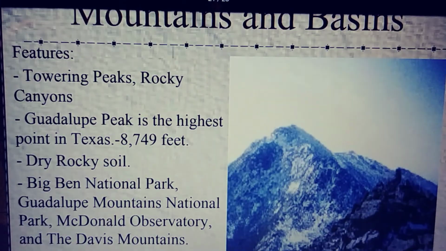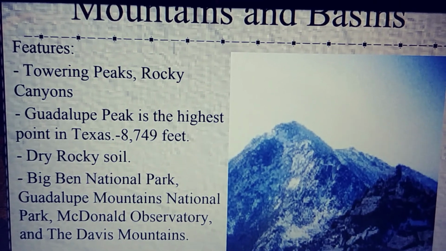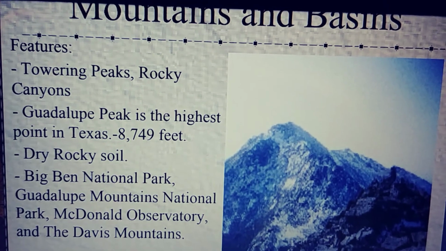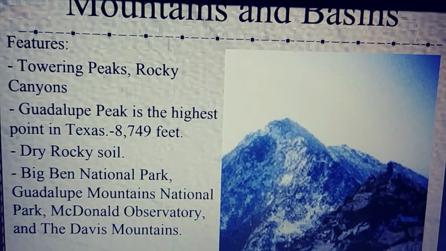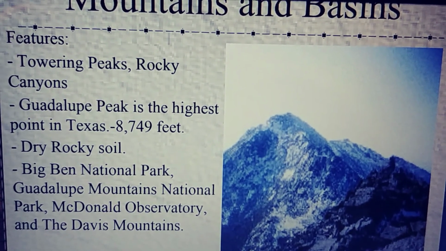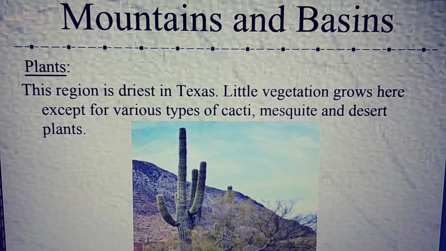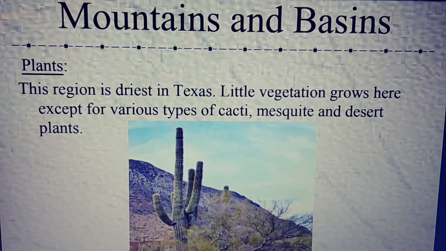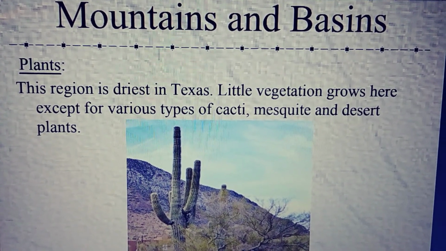Mountains and basins. Some of the features, they have towering peaks, rocky canyons. The Guadalupe Peak is the highest point in Texas, 8,749 feet. They have dry, rocky soil. Big Bend National Park, Guadalupe Mountains National Park, McDonald Observatory, and the Davis Mountains. The mountains and basins. What kind of plants do we find here? This region is the driest in Texas. Little vegetation grows here, except for various types of cacti, mesquite, and desert plants.